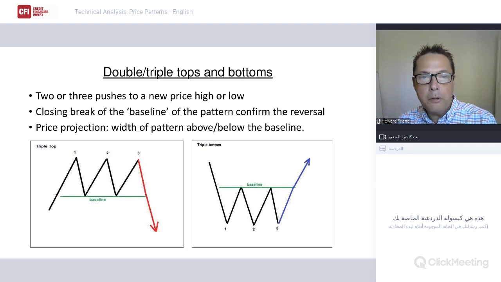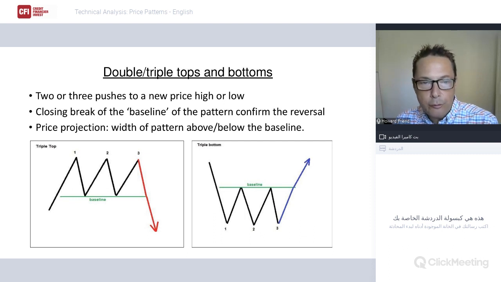Okay, a lot more common are double tops for sure, triple tops not quite so common. And they are basically where the market has 2 or 3 attempts in the direction of the trend, but eventually the market then can't do it, breaks down through what's known as the baseline. In other words, the trend line drawn below the reaction lows, or the reaction highs in a downtrend, and that confirms the reversal in trend.